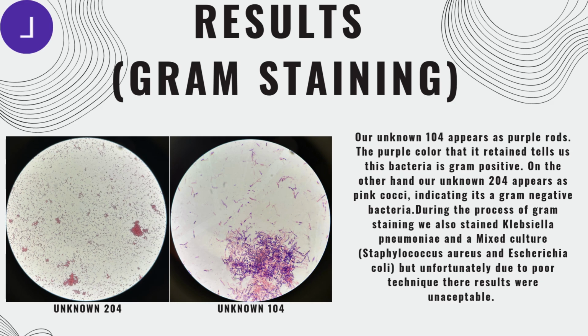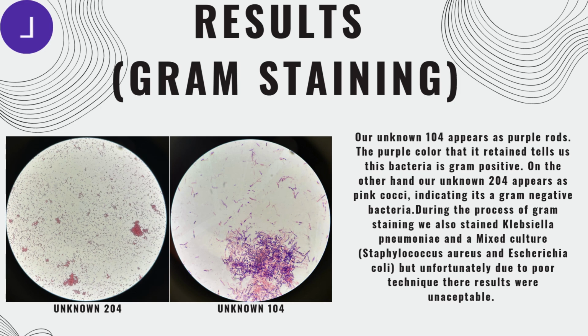Something that I would like to point out about this slide is that during the process we had some complications on the staining. This is actually the second try that we had for the unknowns, but we were supposed to have Klebsiella pneumoniae and a mixed culture of S. aureus and E. coli. Unfortunately, due to poor technique and shortage of time, we couldn't get those, and we had to mainly focus on our unknowns. That's the main reason why we don't have any of those, because of poor technique resulting in unacceptable results.